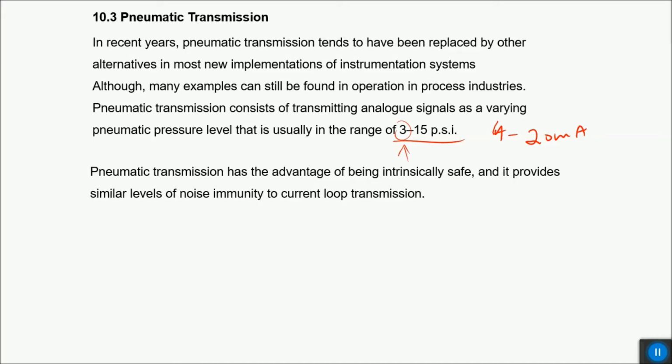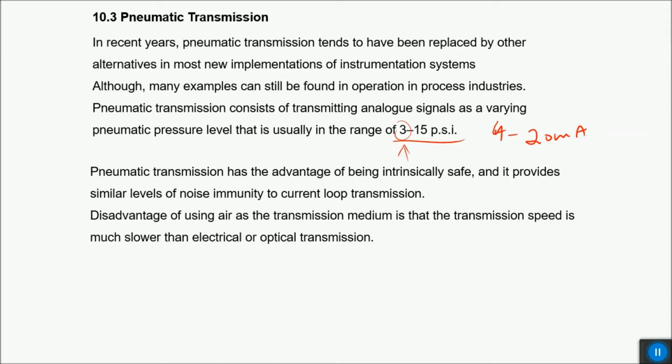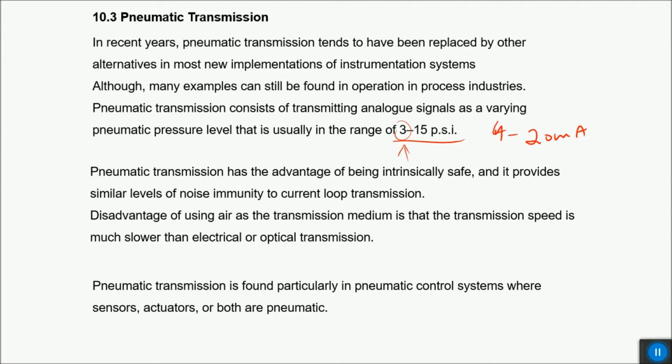Pneumatic transmission has the advantage of being intrinsically safe, as no one can be shocked by the pneumatic transmission lines, and it also provides similar levels of noise immunity as compared to the current loop transmission, as we discussed earlier. The disadvantage of using compressed air as the transmission medium is that the transmission speed is much slower than electrical or optical transmission. Pneumatic transmission is found particularly in pneumatic control systems where your sensors and actuators or both are pneumatic. Usually both of them are pneumatic, only then pneumatic transmission is preferred.